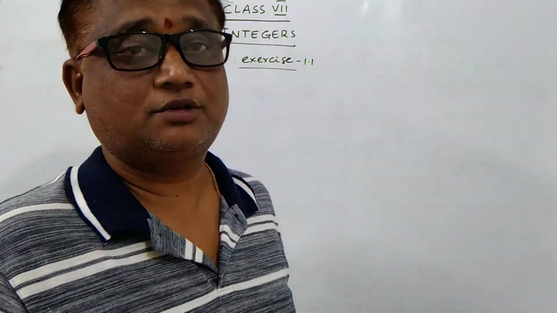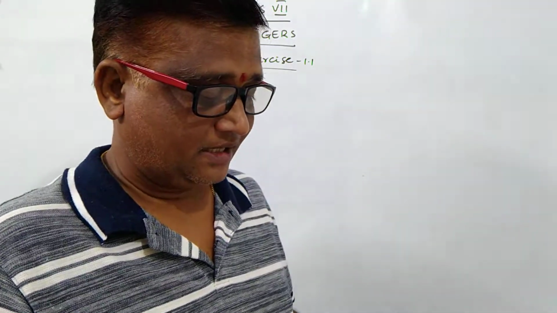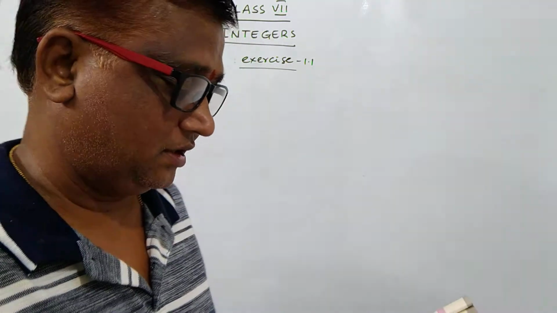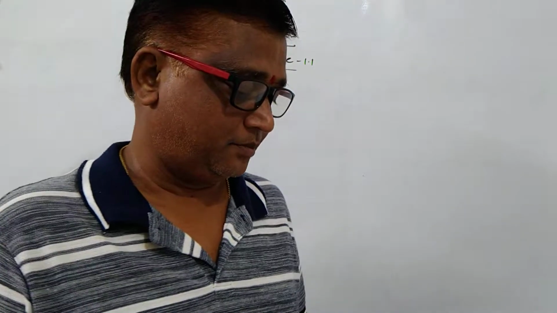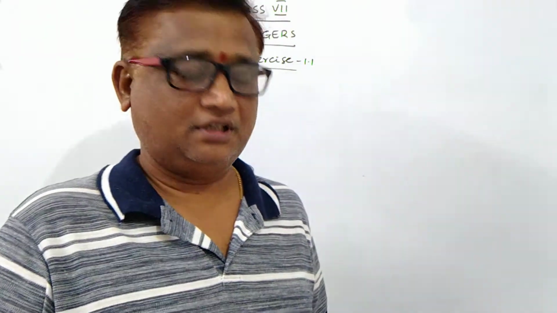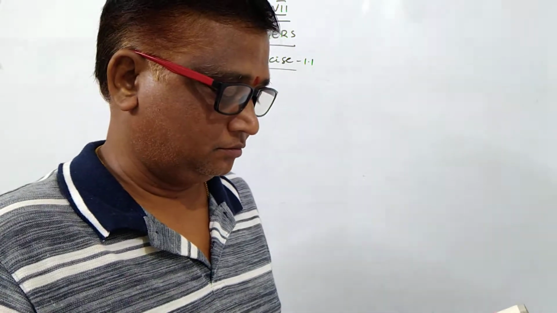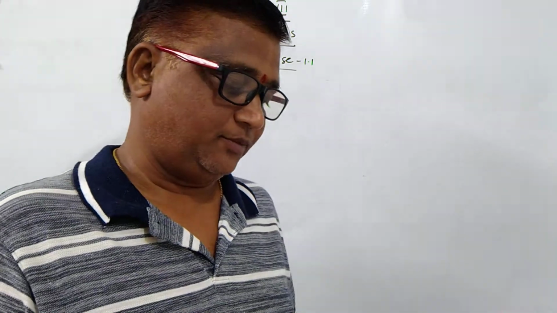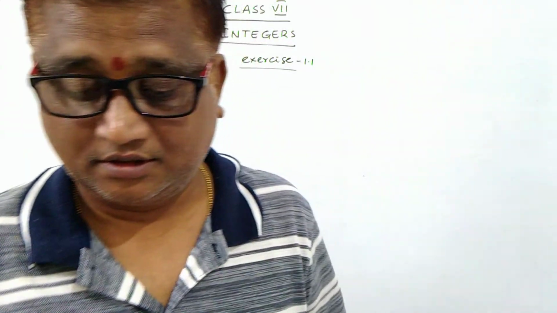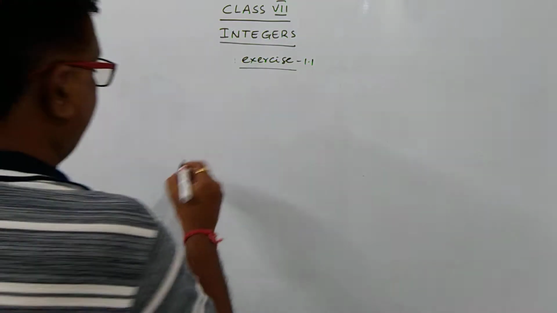Next one is the 10th question. A water tank has steps inside. A monkey is sitting on its topmost step, the first step. The water level is at the 9th step. He jumps 3 steps down and then jumps back 2 steps up. How many jumps will he take to reach the water level? So probably 11 steps, because here 9 steps are there.